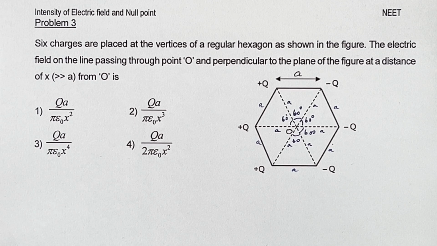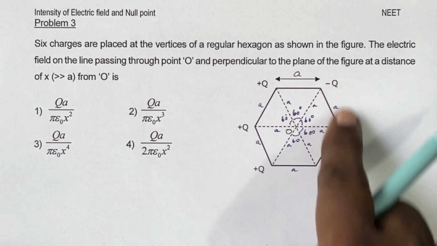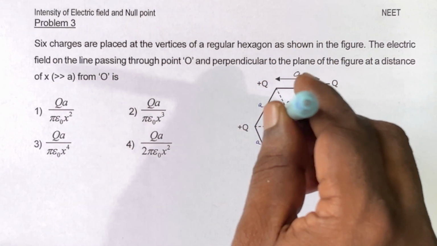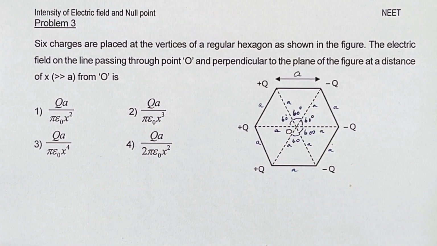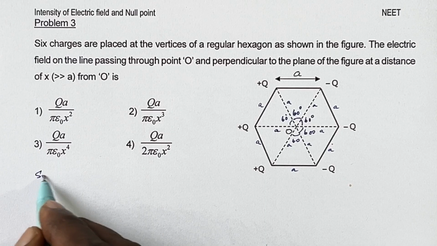This is a regular hexagon. So 90 degrees to the plane of the hexagon means from here, from this height, above some x distance, we have to calculate the electric field. So let us calculate.